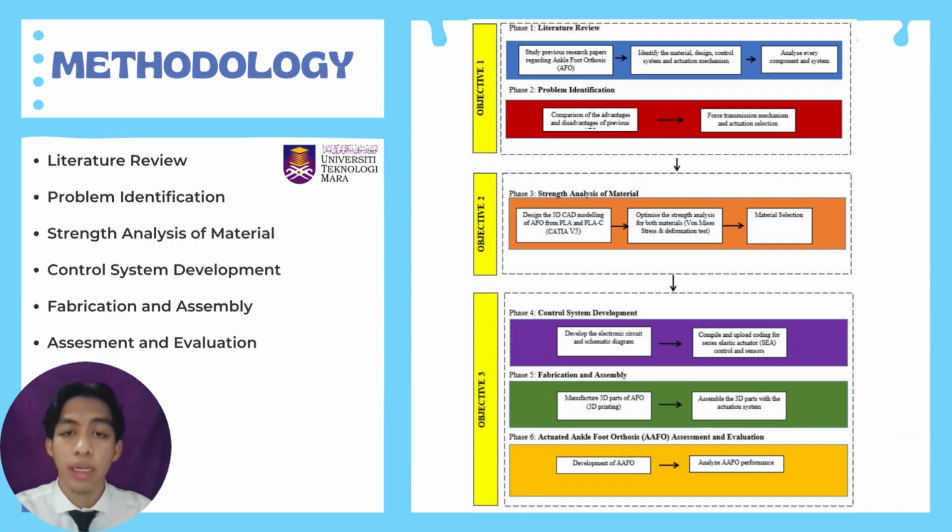We develop the electronic circuit and schematic diagram, and then we compile and upload coding for series elastic actuator, control, and sensors. And then we fabricate an assembly. The first thing is we manufacture the 3D parts of AFO by using 3D printing, and then we assemble the 3D parts with the actuation system. And the last one is AFO assessment and evaluation. We develop the AFO, or actuated ankle foot orthosis, and we analyze its performance.